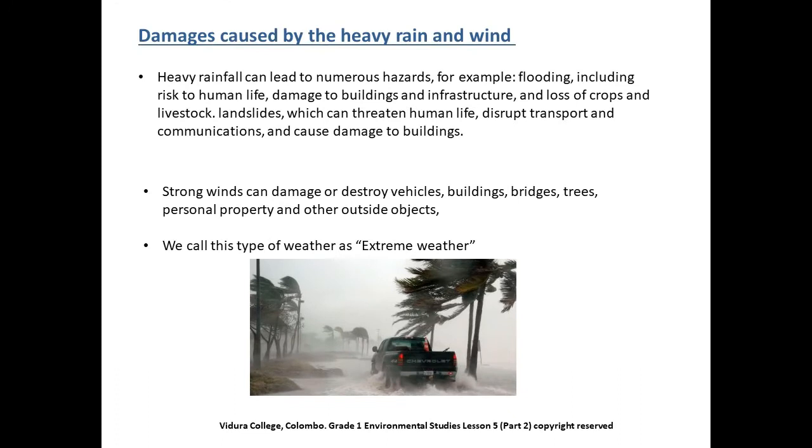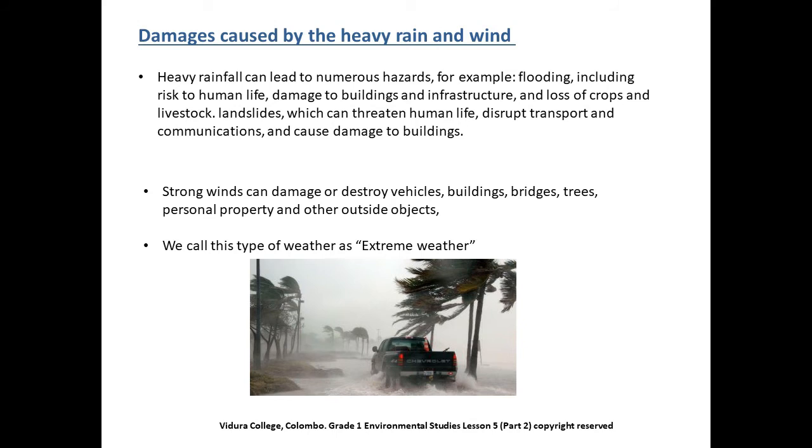We learnt about a sunny day, a rainy day, and a windy day. Not like a sunny day, a rainy day or a windy day can bring us damages to our lives and our properties. How is that? We are going to learn about that.